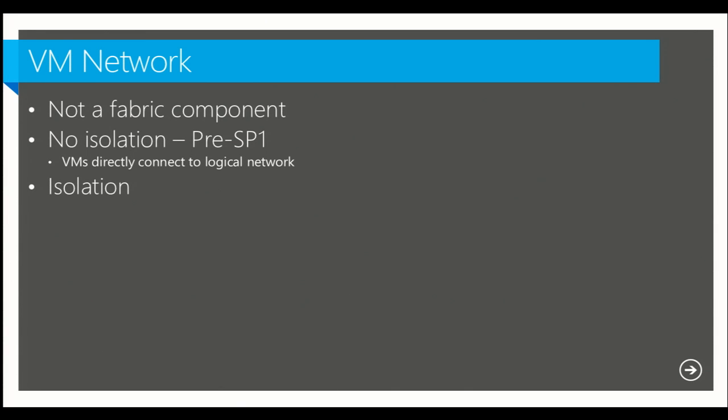And then the isolation setting that's new with Service Pack 1 is essentially how you set up your VLANs in between your VMs, to talk to each other in between hosts without really being concerned about the underlying topology of the network.